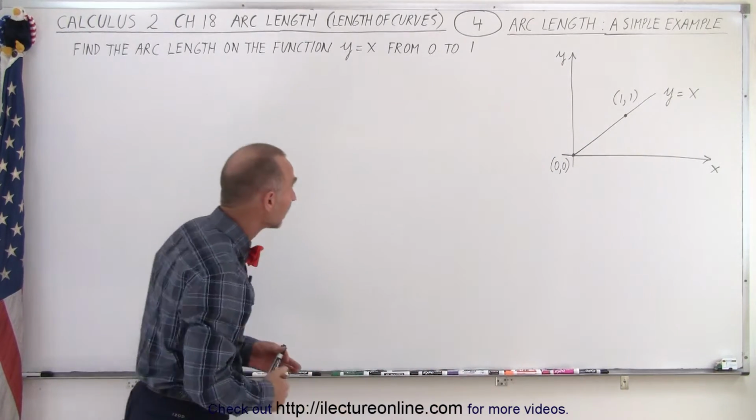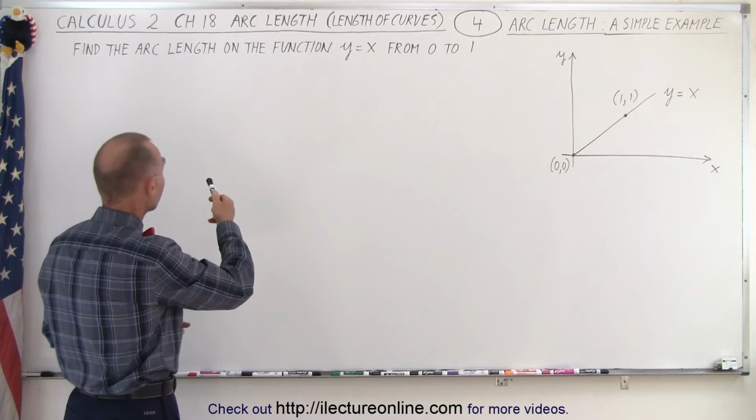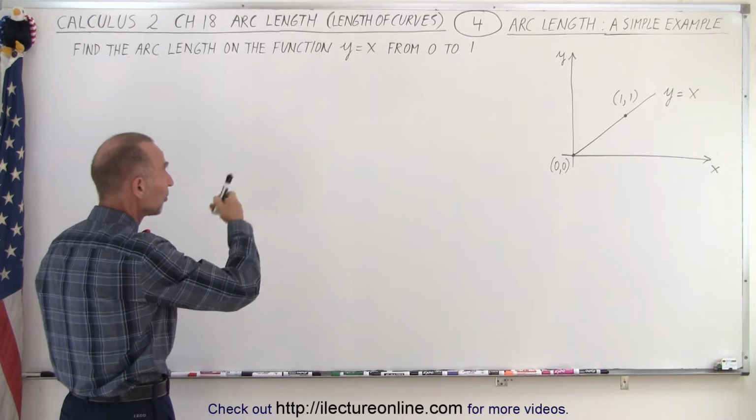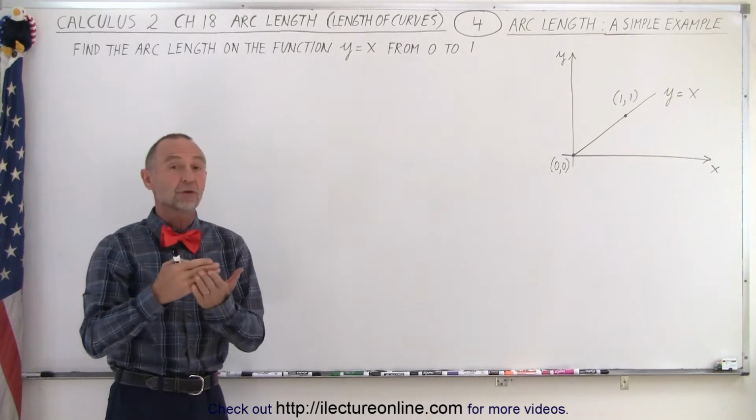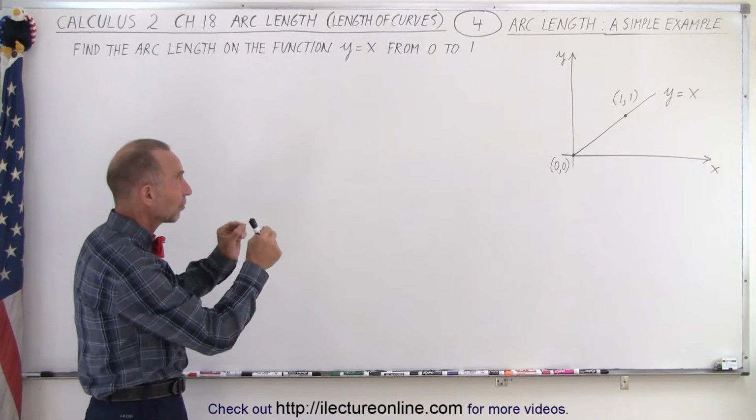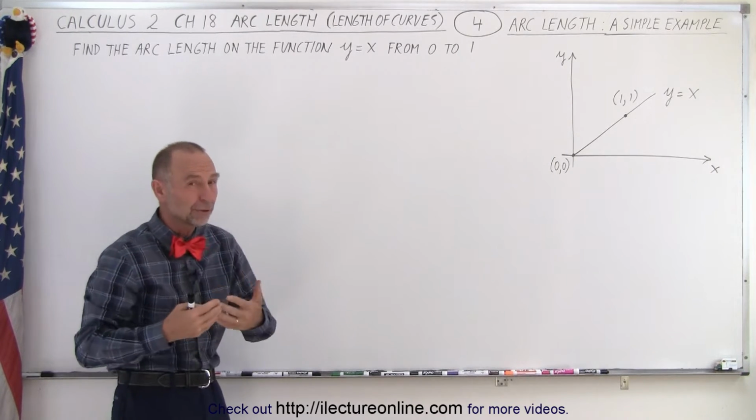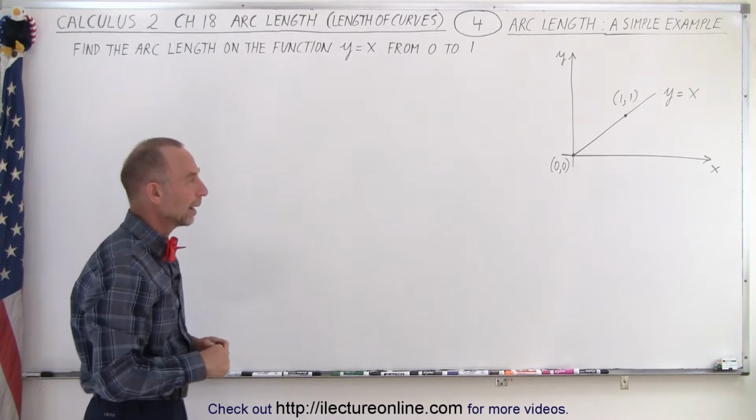Now notice that typically they'll say something like this: find the arc length of the function y equals x from 0 to 1. And it needs to be understood that they're giving us x limits, from x equals 0 to x equals 1, even though most textbooks don't write it that way.